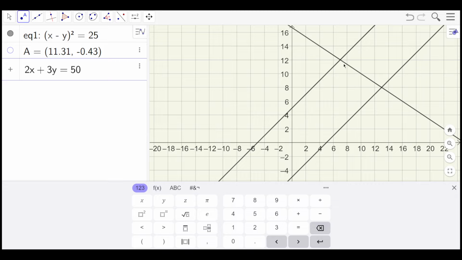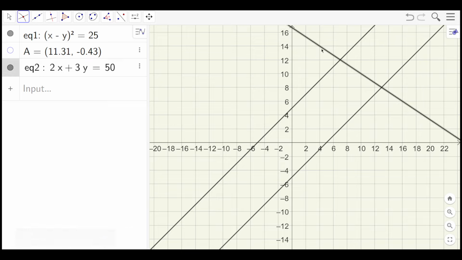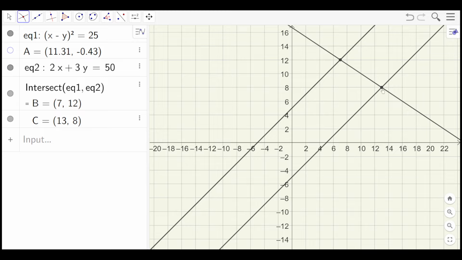You see two intersection points. Two parallel lines is the graph of the second equation, both of them together. And then I go to intersection point. So I click here and I click here. I get 2 points. And then do you see 7 and 12 is one answer, 13 and 8 is the other answer. Yes. We made a mistake or not? No. 7 and 12, 13 and 8.